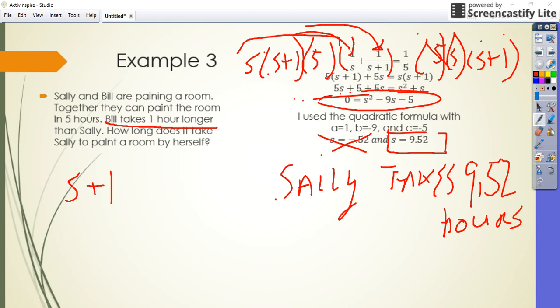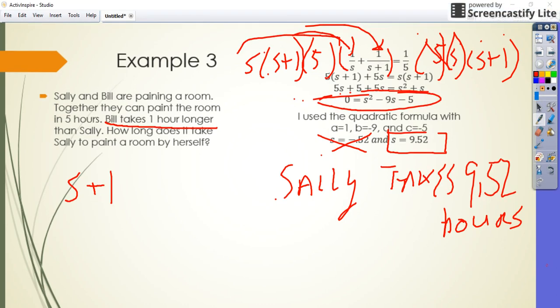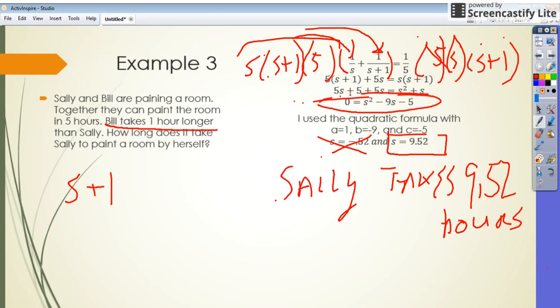And then how long would Bill take? It didn't ask in the question, but if we were looking for it, we would be looking to do that. All right, so we just add 1 to that. And that's all we got for this one.